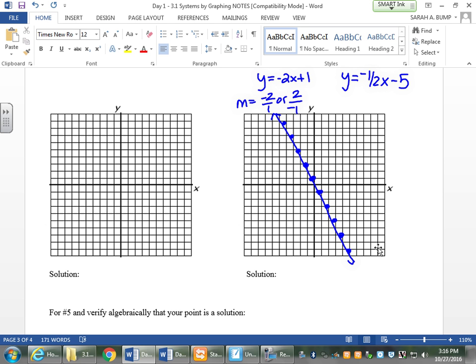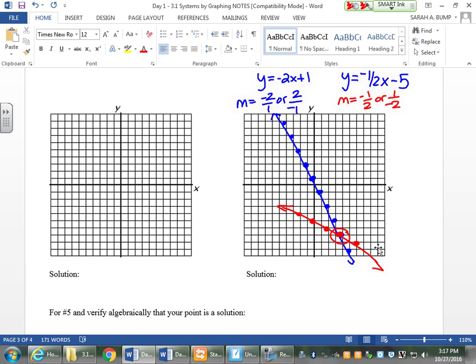What's the slope of the second equation? We got negative 1/2, or move the negative to the bottom. And the y-intercept is negative 5. Negative 1/2 means down 1, right 2, or up 1, left 2. Going to the left's not going to help me, so I want to keep going to the right. Down 1, right 2. Down 1, right 2.